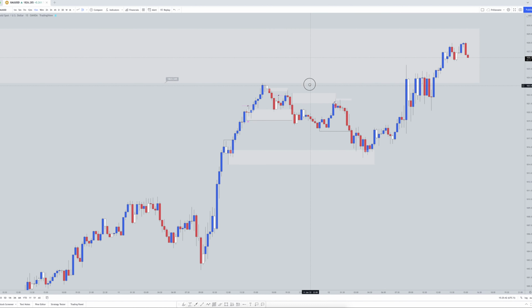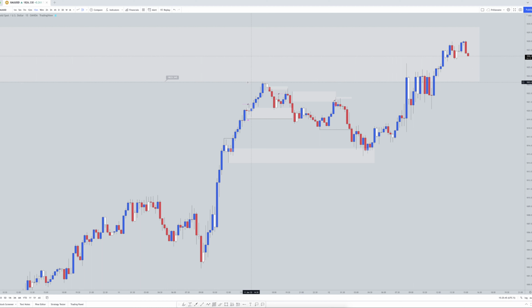But remember, you can always catch some type of trade off of a reaction to your macro zones. If price taps into that region and then rejects, you can still catch some type of trade opportunity and collect some type of percentage. Just don't expect price to fall out of the sky.